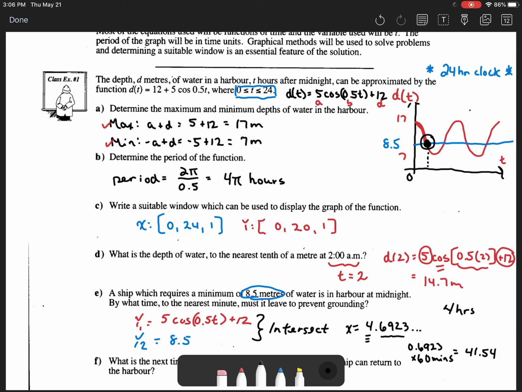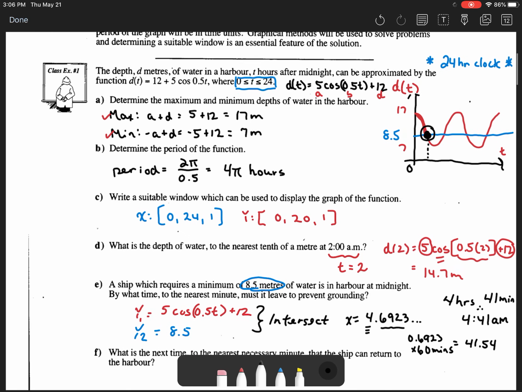41.54 minutes. Okay, so you're going to have to round down, because if you round up to 42 minutes, the water will be too low. You have to round backwards in this case. So that's going to be 4 hours and 41 minutes. So therefore, that time is 4:41 a.m. That's what time you have to leave to prevent grounding.